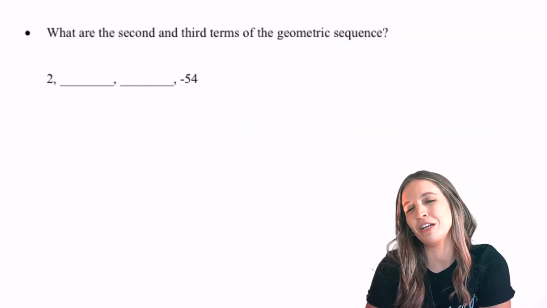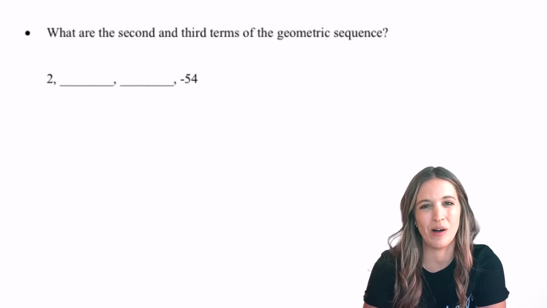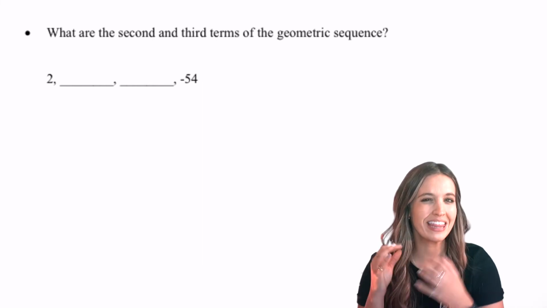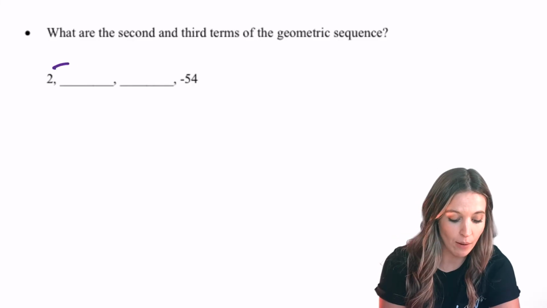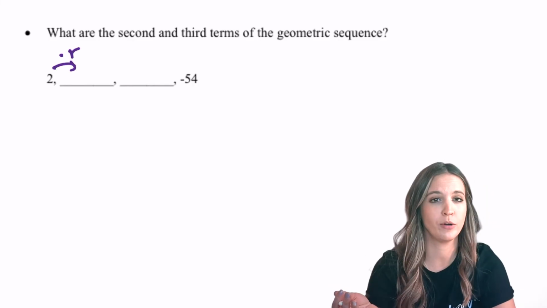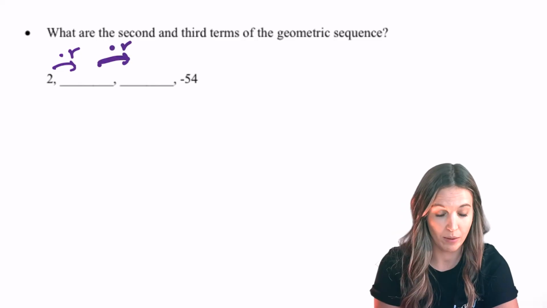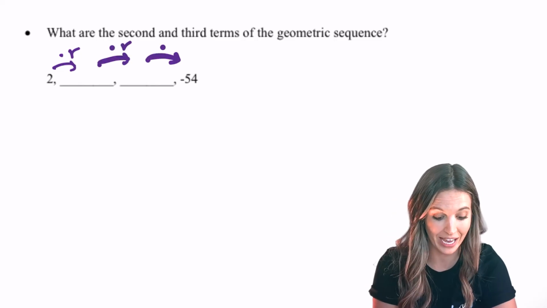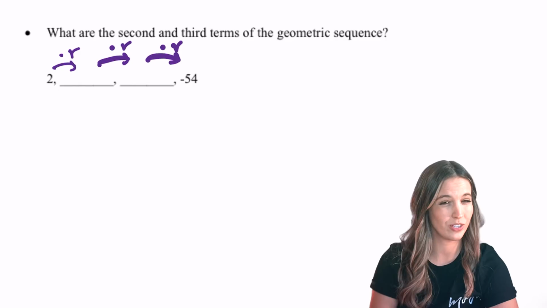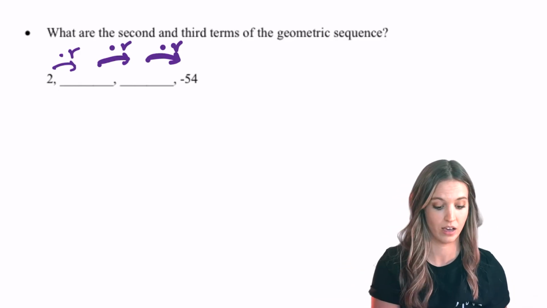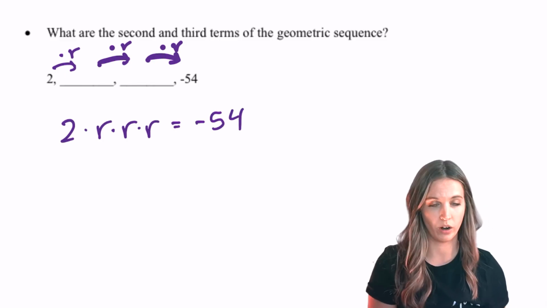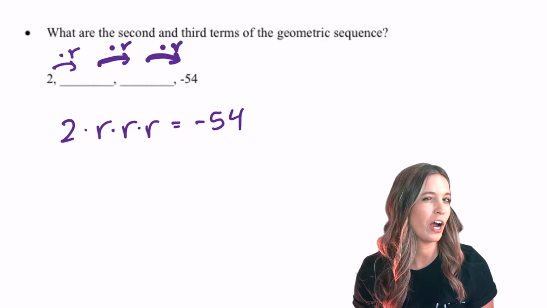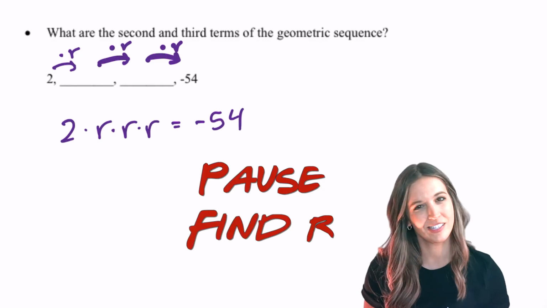Well, can I use the geometric mean on this last one? No, I'm missing 2 terms this time. So we've got to think about what we know about geometric sequences again. I know that I would have to multiply 2 by that common ratio r to get to the second term, then multiply it to get to the third term, and multiply it again to get to the fourth term. So similarly to when we did this with arithmetic, I know I'm going to have 2 times r times r times r equals my negative 54. Could you use that to figure out what r is? Take a moment, see if you can get it.